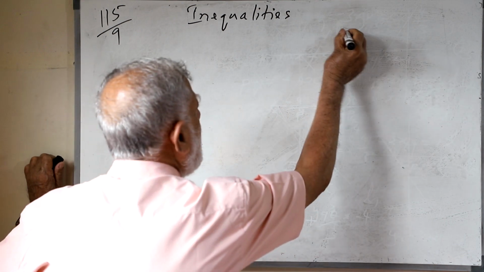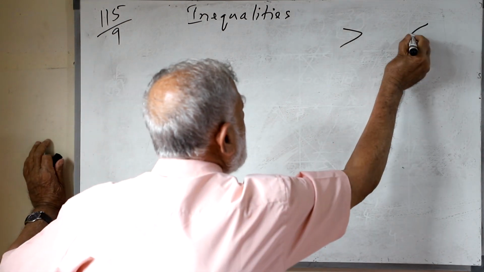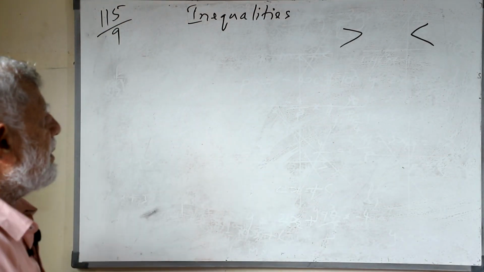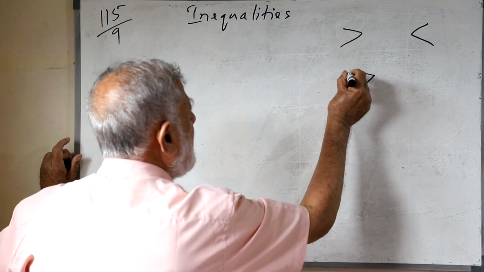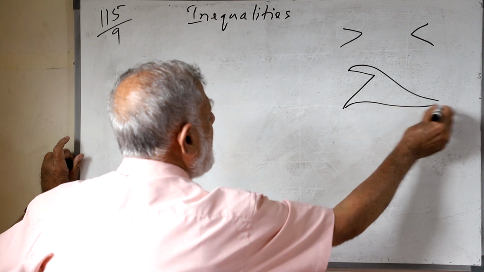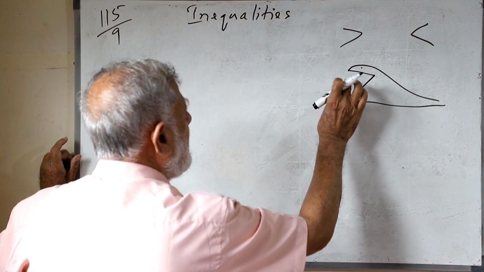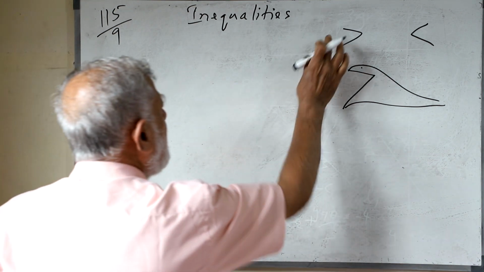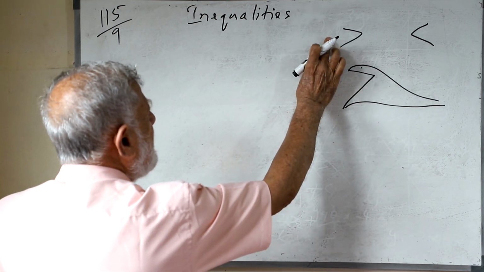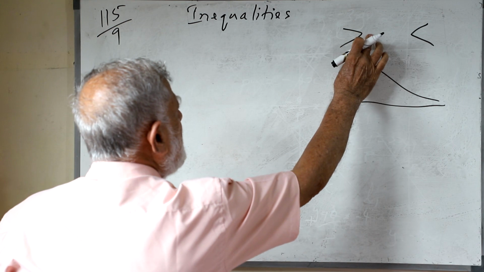That is this one and this one. So, I have always told the children that when you have a sign like this, imagine that this is a snake like this, and it is always going for the big number. So, the mouth is always for the big number. Always this side will be the big number, this side will be the small number.